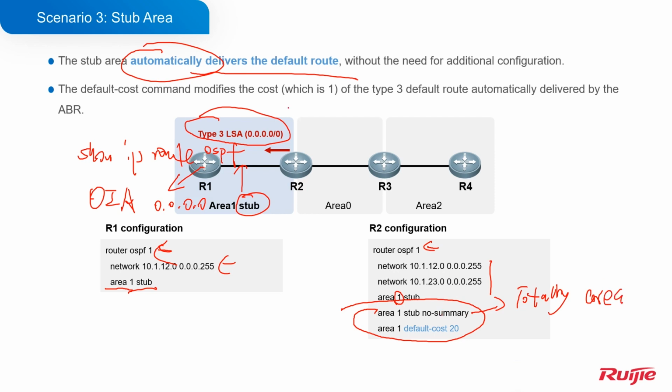And after this, R1 receives the default routing information from R2. And for this routing entry, the default cost is 1. Okay, it is 1. If we want to change the cost of this default routing entry, we can use another command, area 1 default-cost 20. It means we change the default routing entry cost from 1 to 20. Okay, so this is the command's function.